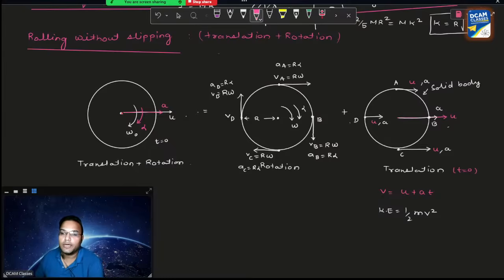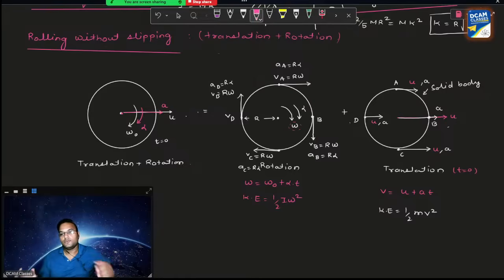Now if you try to find out, since I have given this angular velocity omega at this particular point, what this omega will be? Omega is equal to initial velocity omega naught plus alpha into t. Those things you can apply because you already know it. And if you try to find out the kinetic energy, it will be half into I into omega square at that particular instant. Okay?